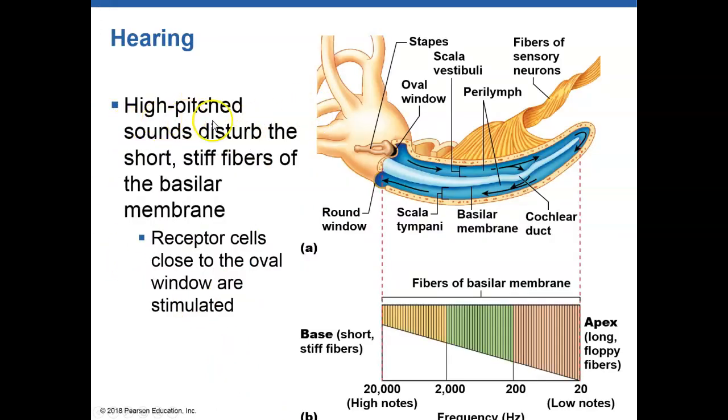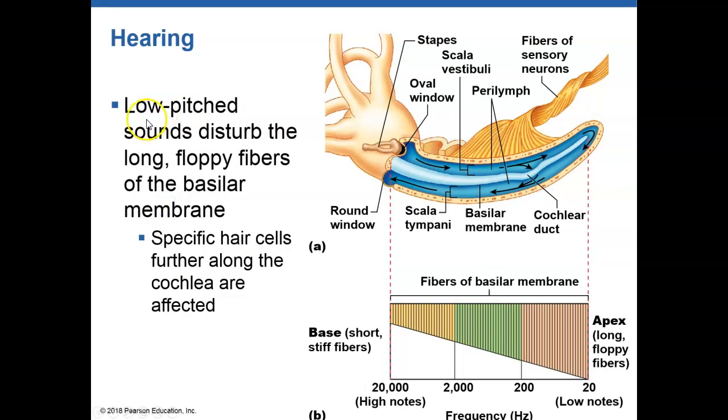So we can hear different pitches associated with where the fluttering occurs. So if the receptor cells close to the oval window are stimulated, this is going to produce a high-pitched sound. Whereas if the receptor cells far away from the oval window are stimulated, this produces a lower pitched sound.